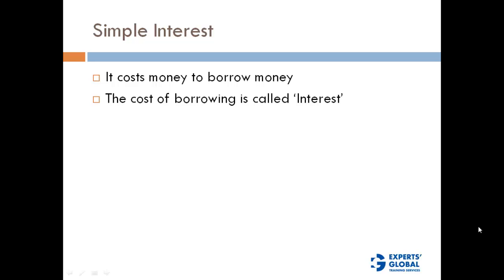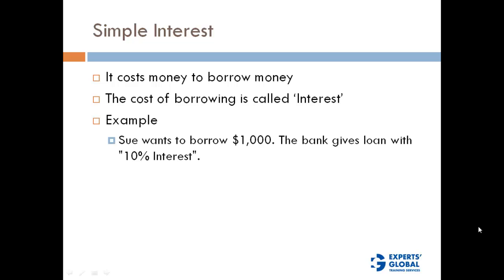And what is interest rate? Interest rate is a percentage rate bank charges you for borrowing that amount. For example, Sue wants to borrow $1,000. The bank gives her loan with 10% interest. So every loan arrangement will come with a rate of interest. So that means if the rate of interest is 10%, Sue will have to pay additional 10% for using that particular amount for a year.